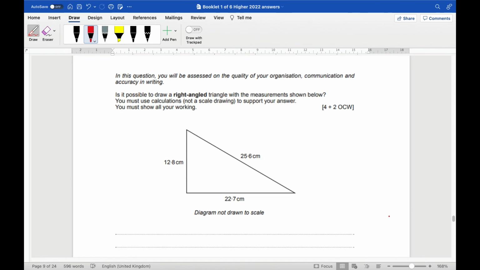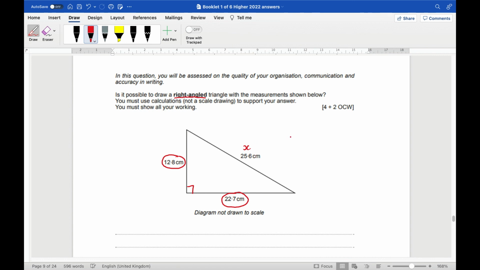Trig, is it possible to draw a right angle triangle? Well, again, not the best question, right? Because in other words, what you want to do is basically, if it's a right angle triangle, then Pythag tells us, well, first of all, call that X, right? Square, square, add, square root. If the answer is 25.6, rounded to 1 decimal place, then this is a right angle triangle. If the answer is not 25.6, then this is not a right angle triangle, okay?